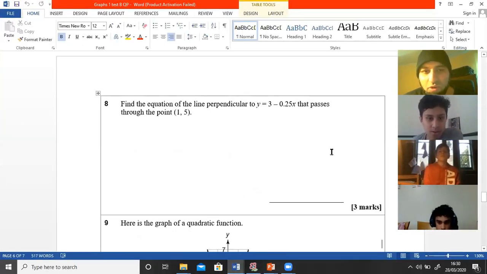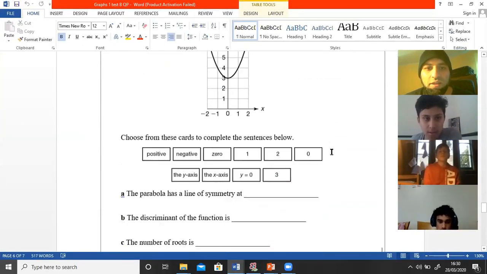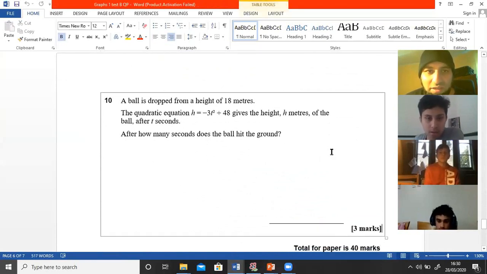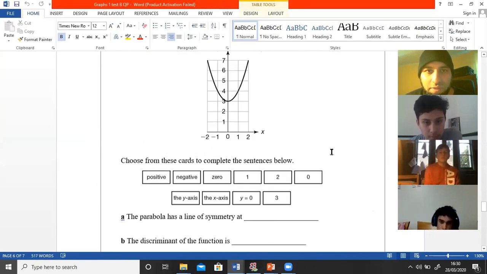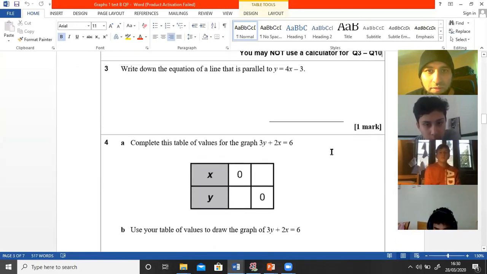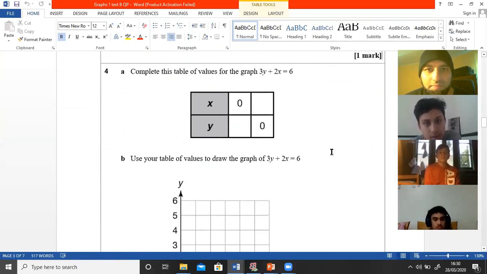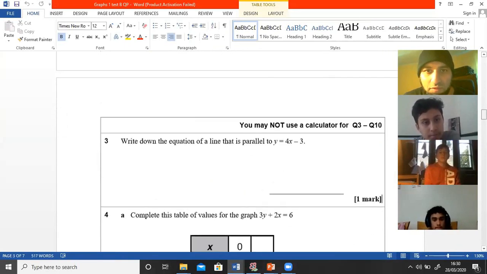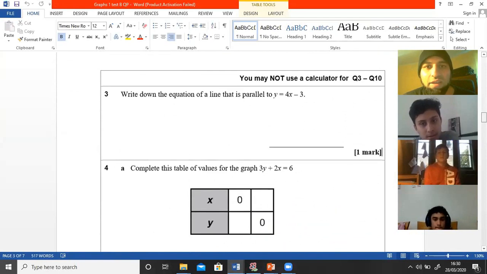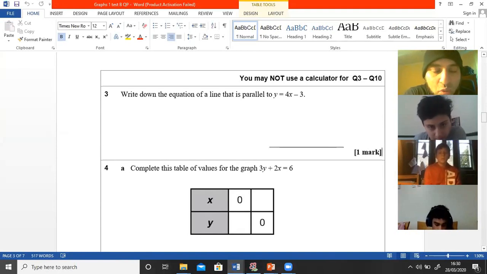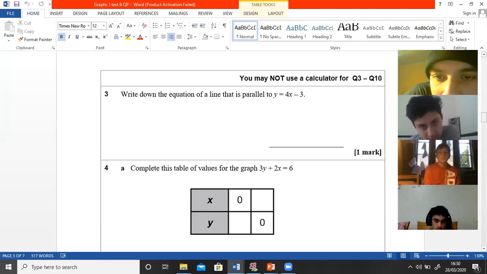Can everyone see the exam paper I put on? Okay, so some of you have seen this already. Let me push this up a bit more. Now here I want you to do two things. I want you to answer question 3, and at the same time, I want you to write the equation of a line that is perpendicular to it. Clear? Question 3.